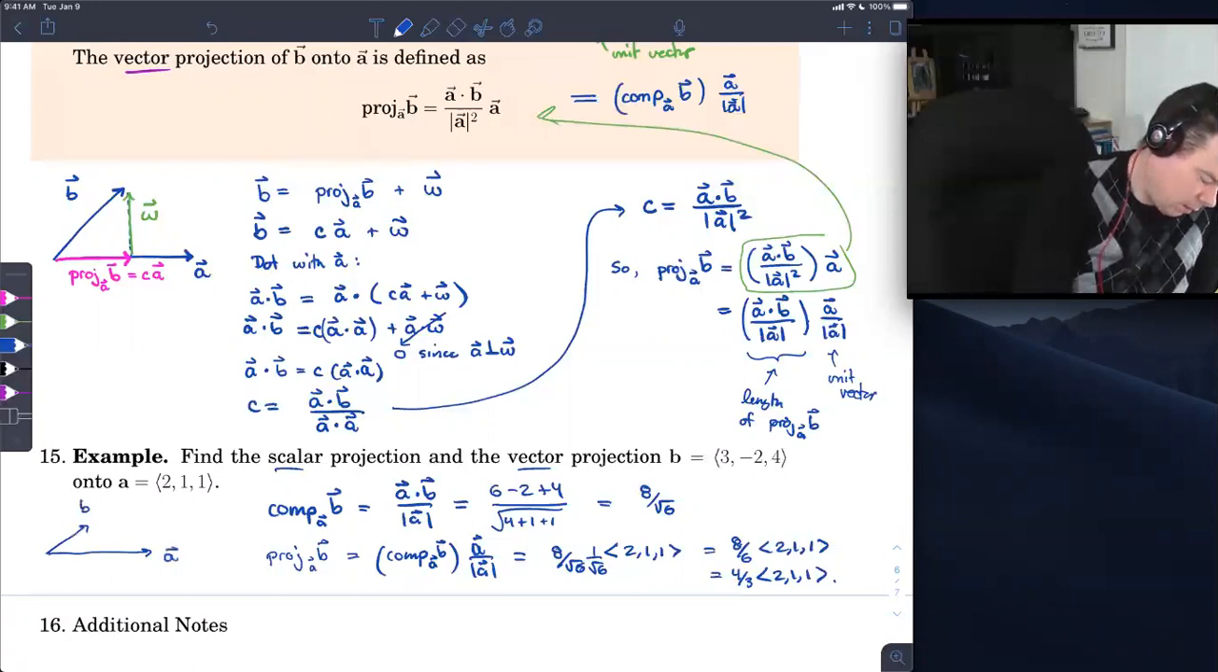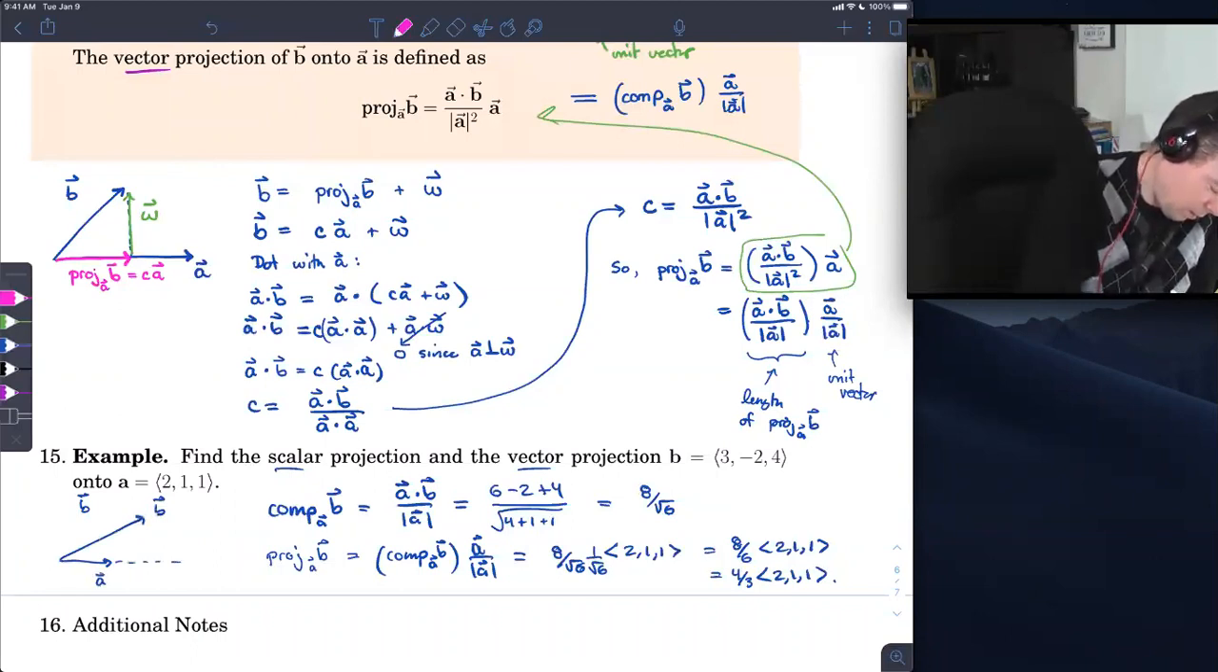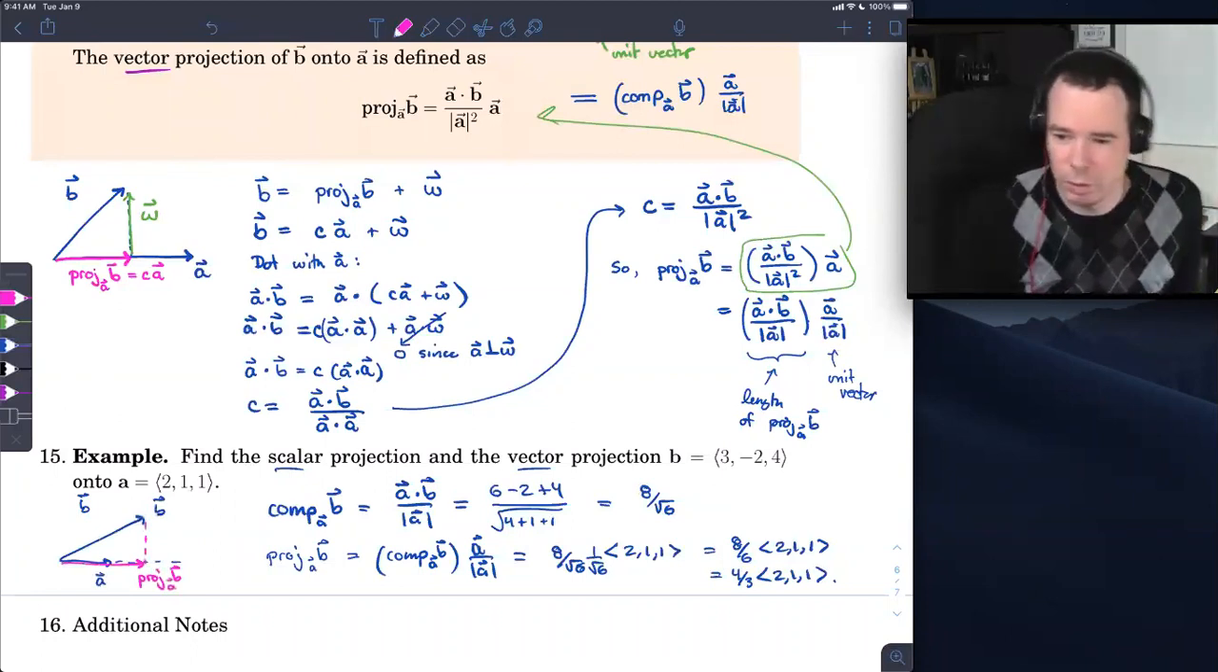There's A, there is B. What we just worked out is this vector here. And actually, I should have redrawn my picture because I'm looking at it. 4/3 is bigger than 1. So what we really have is A, and then B is looking like this. And then our projection vector is longer than A itself. And that's the one we worked out.